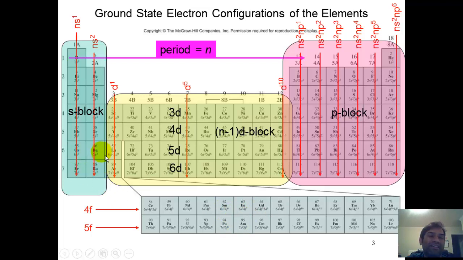Henceforth, we go from 6s2 to 4f14. We fill up the 4f orbital. Then we come back to our normal 5d and then 6p.